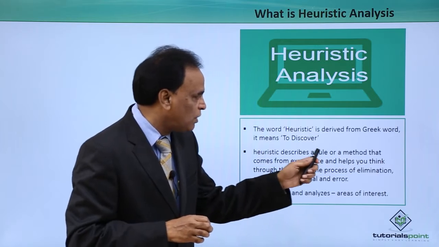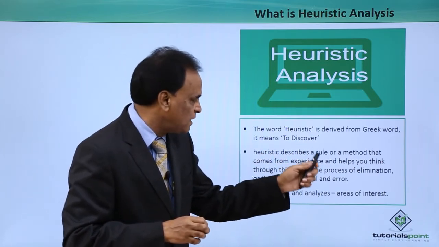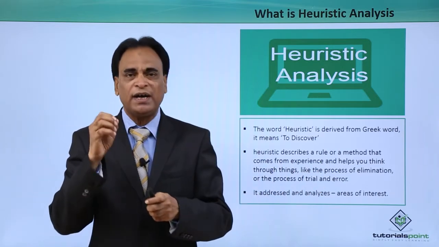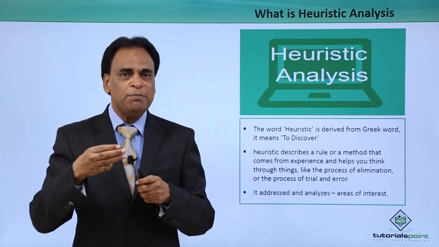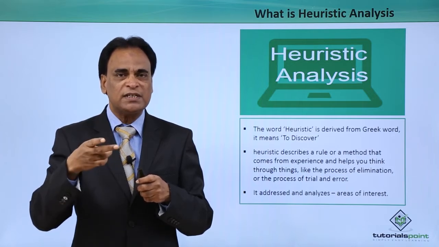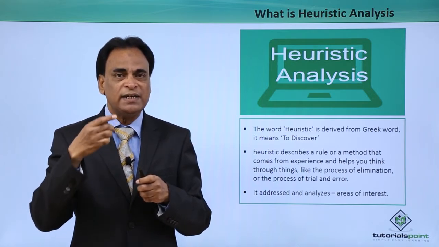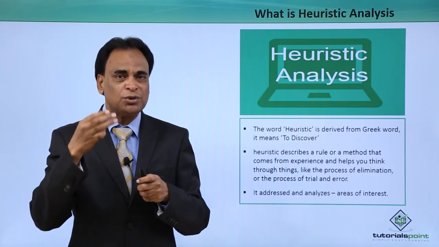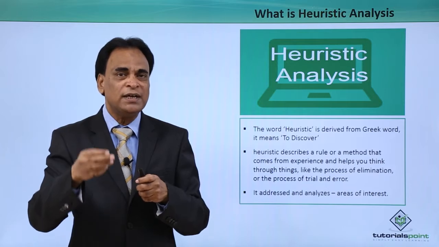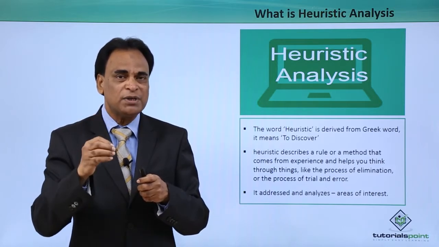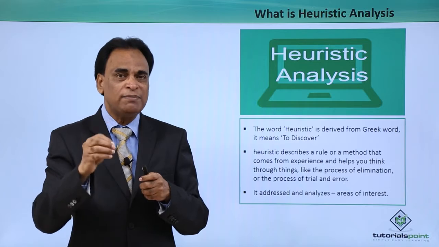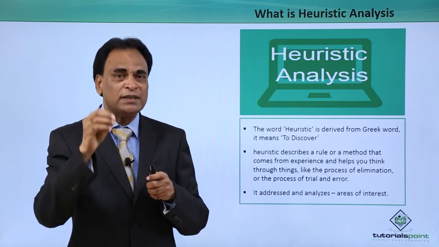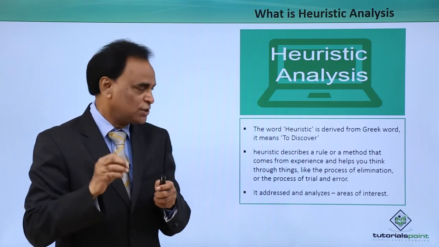Heuristic describes a rule or a method that comes from experience and helps you think through things, like the process of elimination or the process of trial and error. The three key points, usability, user experience and user interface, are the key elements in conversion rate optimization. These three have to work together perfectly well to ensure that your conversion rate is completely optimized and you generate leads from the websites or the landing pages or the blogs that you are working for, so that you can generate leads and drive conversions.